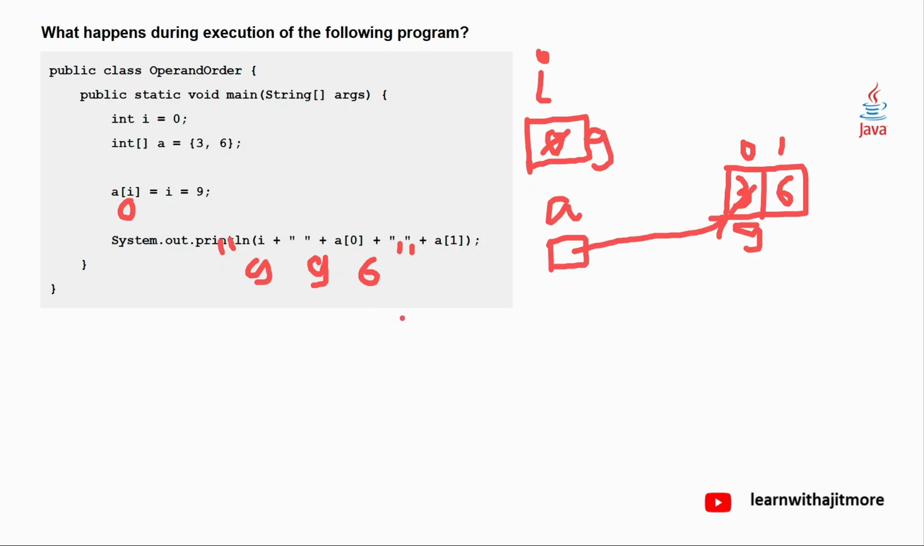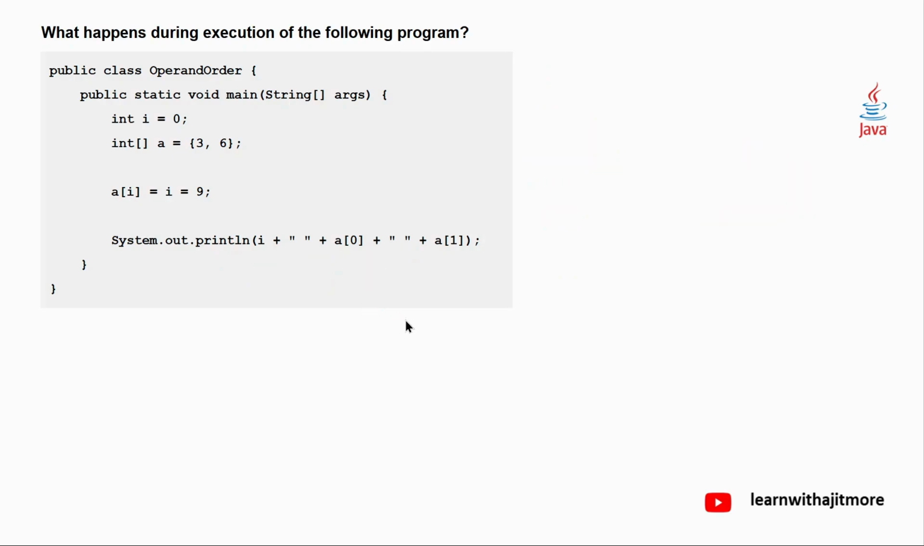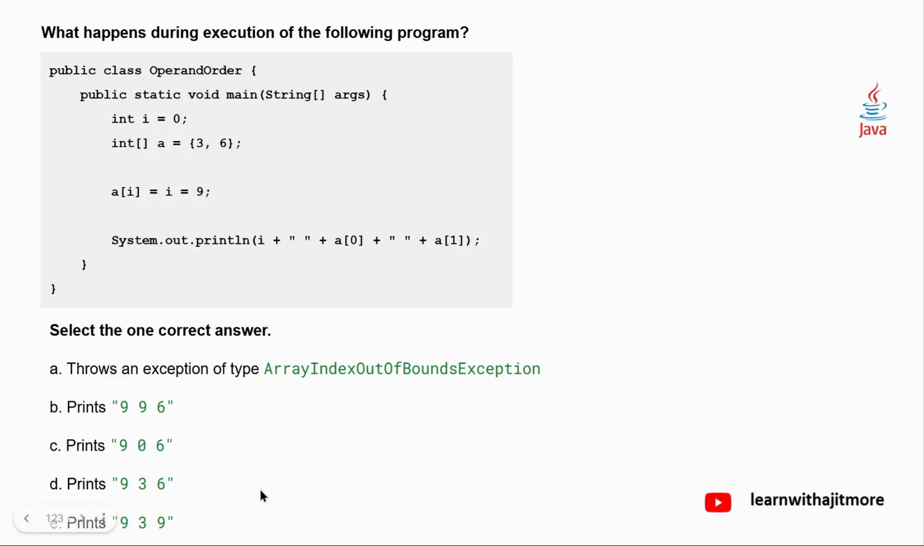So I hope that part is clear. You can check the options. It throws an exception of type array index out of bounds, or 996, 906, 936, or 939. So which one from these do you agree with? Are others there or not?